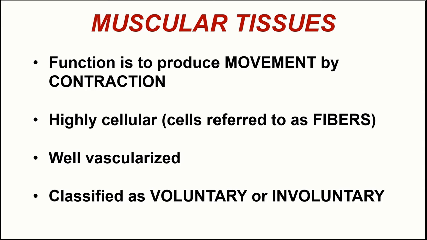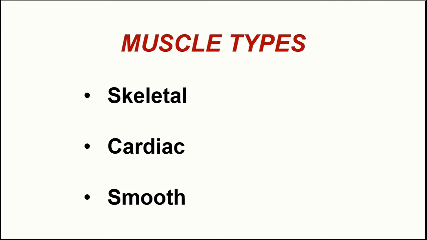So muscle tissues, as we'll see in the next slide, we've got three types, and those three types of muscle tissue are classified as either voluntary, which means that we have conscious control over them, or they are classified as involuntary. Involuntary muscle tissues are muscle tissues that we do not have conscious control over.